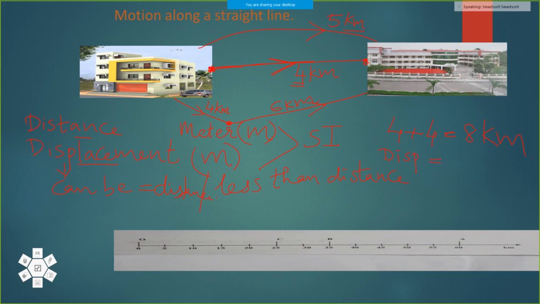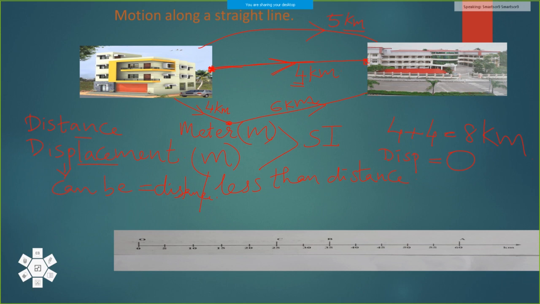Displacement will be equal to the distance between the initial and final point. You have started from here and reached here itself. So your initial and final point coincide. There is no difference between initial and final point. Then what is displacement? Displacement will become 0. So, displacement can be 0.